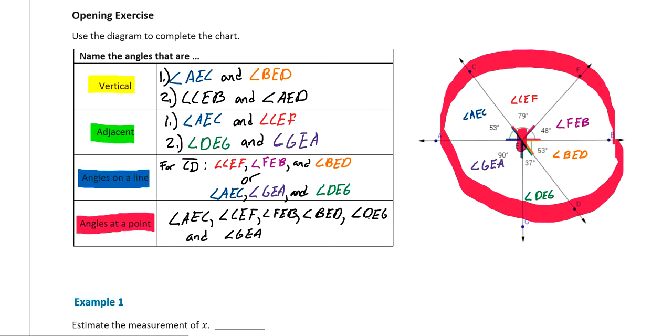All those make up the angles around the point E. And it's kind of interesting because look at this. Every single one of them has E as a center letter, which it's supposed to because that's the vertex for each of those angles.